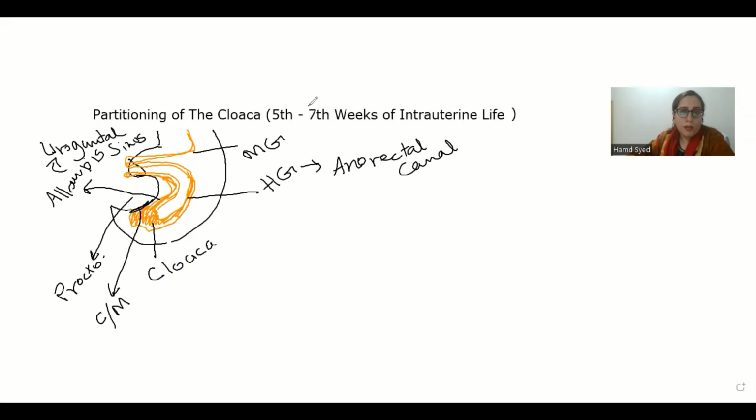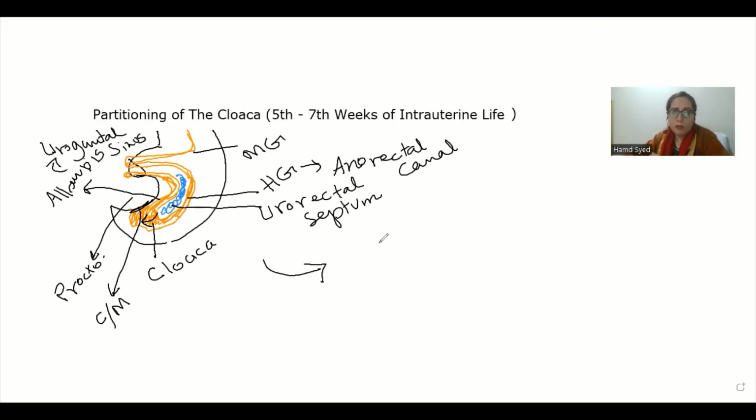Let's look at the mesodermal tissue which is present between the allantois and the hindgut. This wedge of mesoderm is known as the urorectal septum. So I'm going to label it. This is the urorectal septum. Now what happens is that this urorectal septum grows caudally, pushing the allantois and the hindgut further apart. Now let's move on to the next stage of development in the coming weeks.